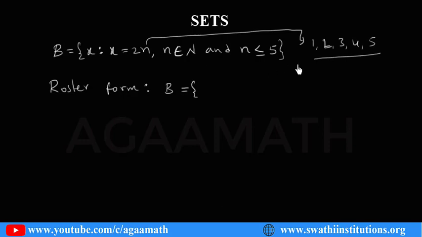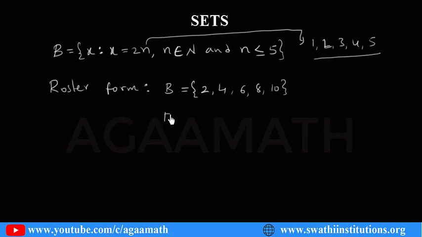So 2 into 1, 2. 2 into 2, 4. 2 into 3, 6. 2 into 4, 8. 2 into 5, 10. So B is equal to what? In the list form 2, 4, 6, 8, 10. So according to the given condition, I have taken the values, in the place of n I have substituted and I got this.